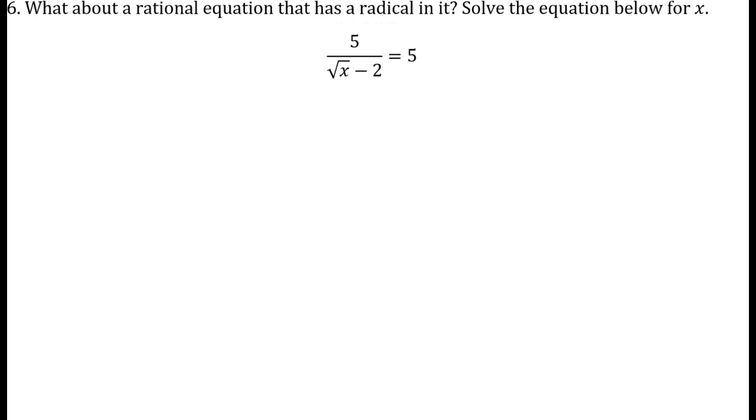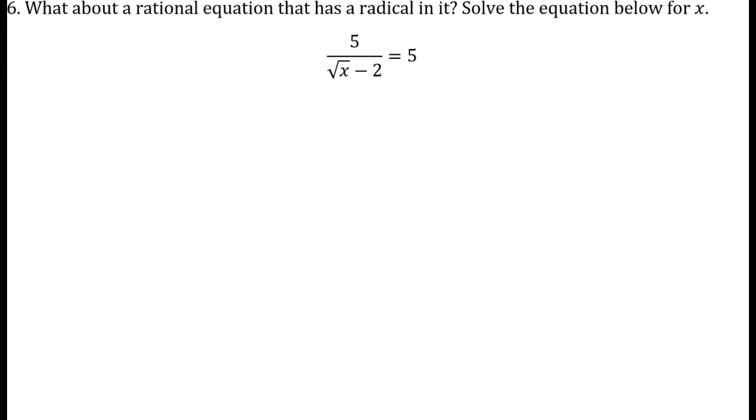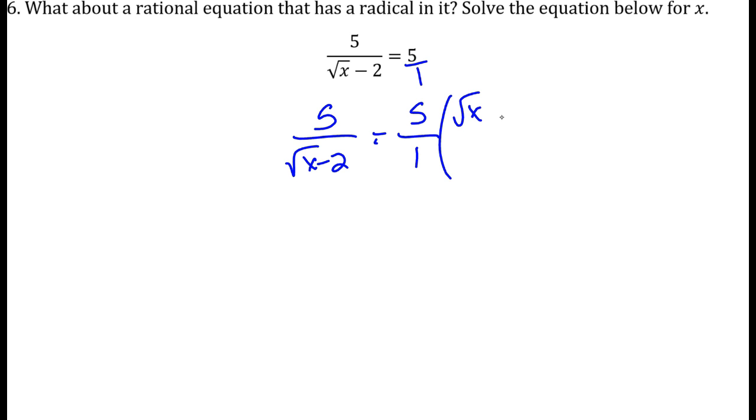Number 6, what about a rational equation that has a radical in it? Solve the equation below for x. So, big picture here, this is a rational equation because it's a fraction. It looks like a rational equation. So, to solve a rational equation, I get a common denominator. Well, what's our common denominator here? The square root of x minus 2. So this is 5 over the square root of x minus 2 equals 5 over 1. So that needs the square root of x minus 2 on the top and bottom.